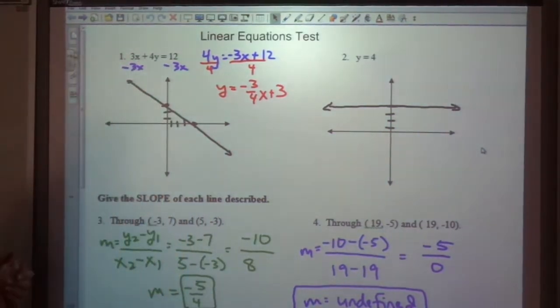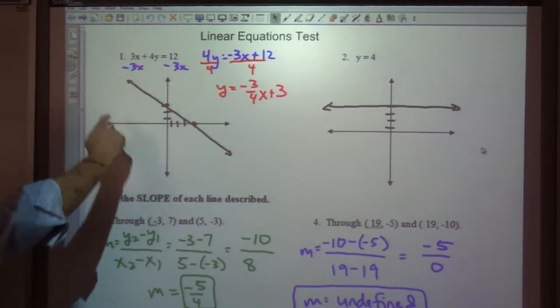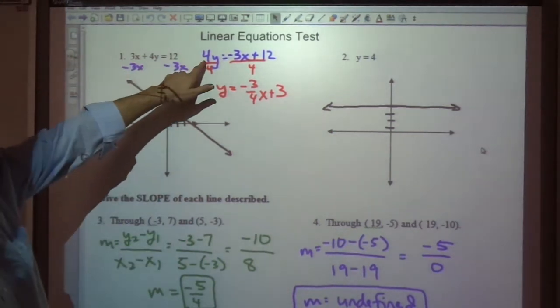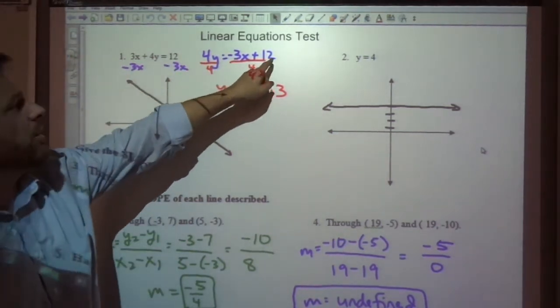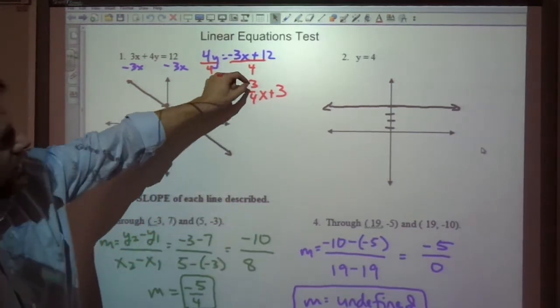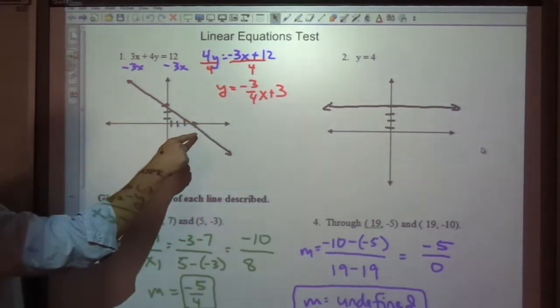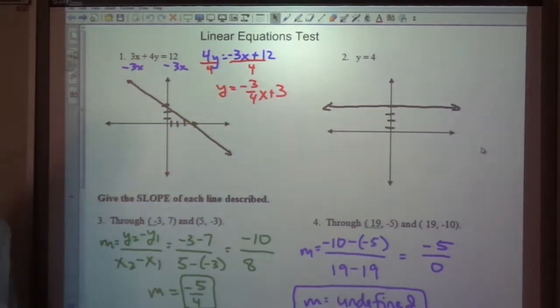The first problem is graphing, so what we need to do is put it in slope-intercept form. I subtracted 3x, then I divided both parts by 4, and that gives me negative 3/4 x plus 3. This is the slope, this is the y-intercept, so I start at 3, I go down 3 over 4, and draw my line.